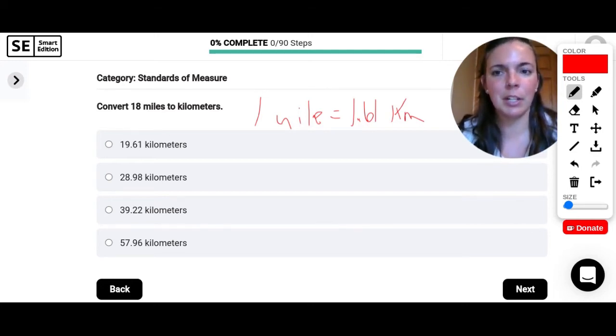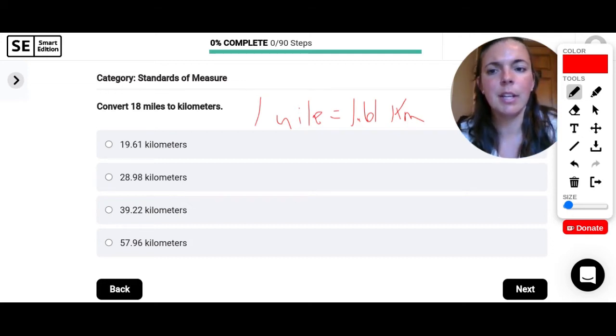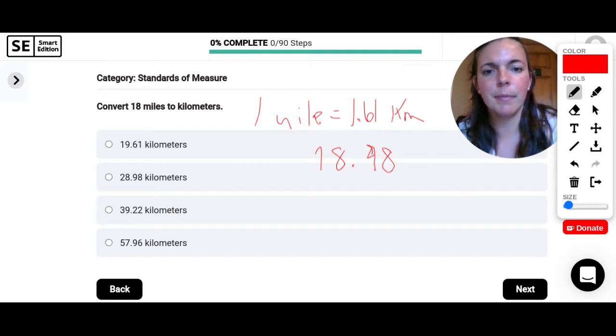So all we have to do is take our 18 and multiply it by 1.61. So 18 times 1.61 will give us 28.98 kilometers.